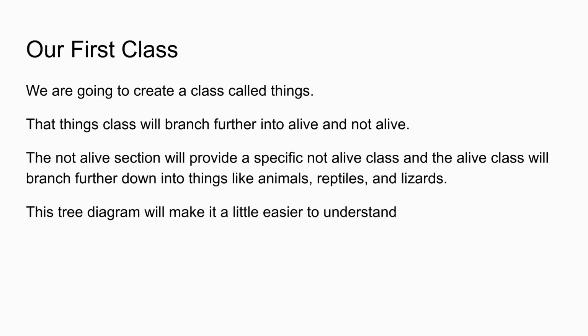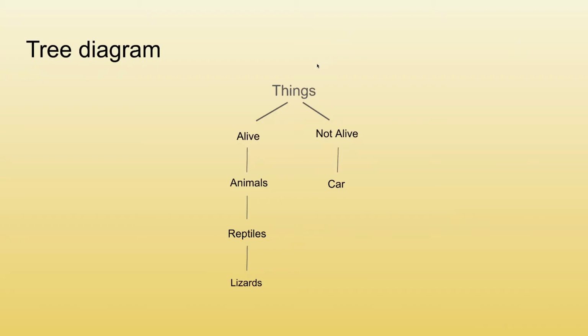Our first class. We are going to create a class called things. This things class will branch further into alive and not alive sections. The not alive section will provide a specific not alive class. The alive class will branch further down. This tree diagram that I'm about to show you will make it a little easier to understand. So we will have the head class, things, and then the things class will branch into alive and not alive. Not alive will go further down into car, and alive will continue branching into animals, reptiles, and lizards.